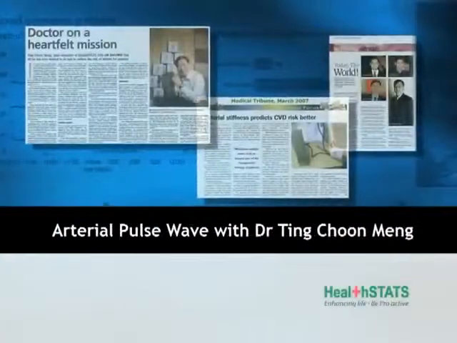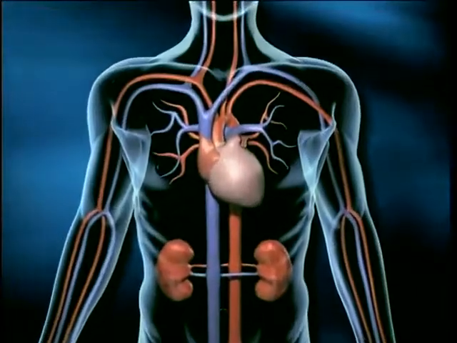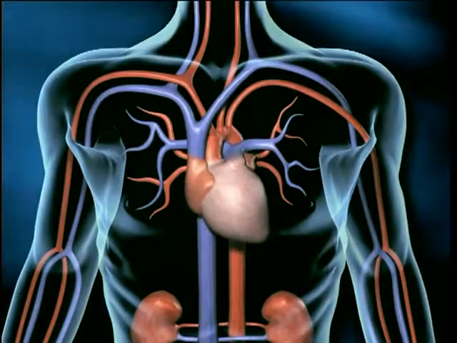Today I'm going to talk to you about a very interesting phenomenon. It's called the pulse wave, the arterial pulse wave. We have to understand how the body generates a pulse wave. And generally what happens is the heart pumps and pushes out blood.